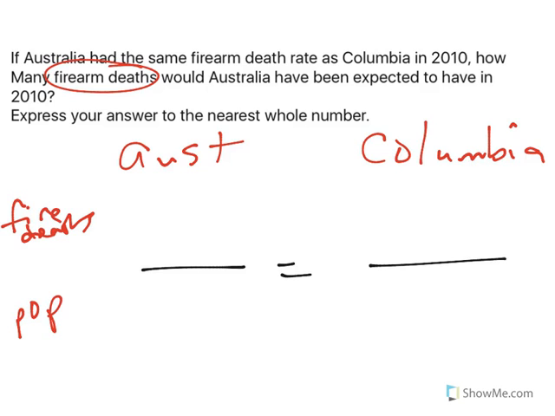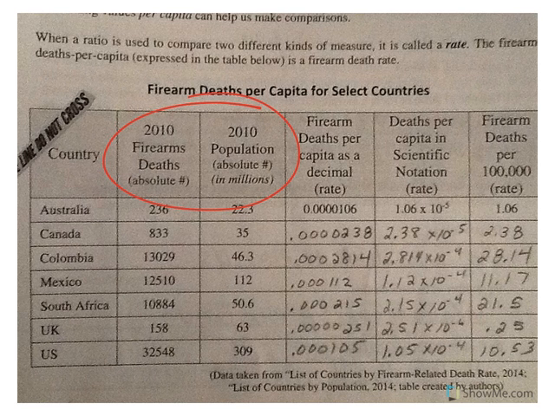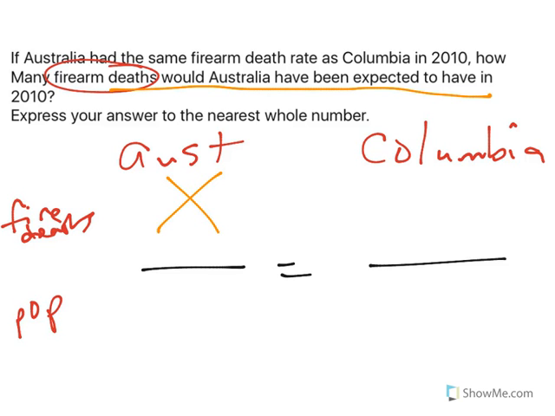Now remember that it says how many would Australia have been expected. So the firearm deaths of Australia is what we're trying to decide. If Australia was like Colombia in the death rate by firearm, right? So we're taking Colombia as they are, and we're figuring out how Australia would compare. So based off our table, we're going to need the population of Australia and then both pieces of information from Colombia. So I'm going to take those three and put them in the appropriate spot in the table.